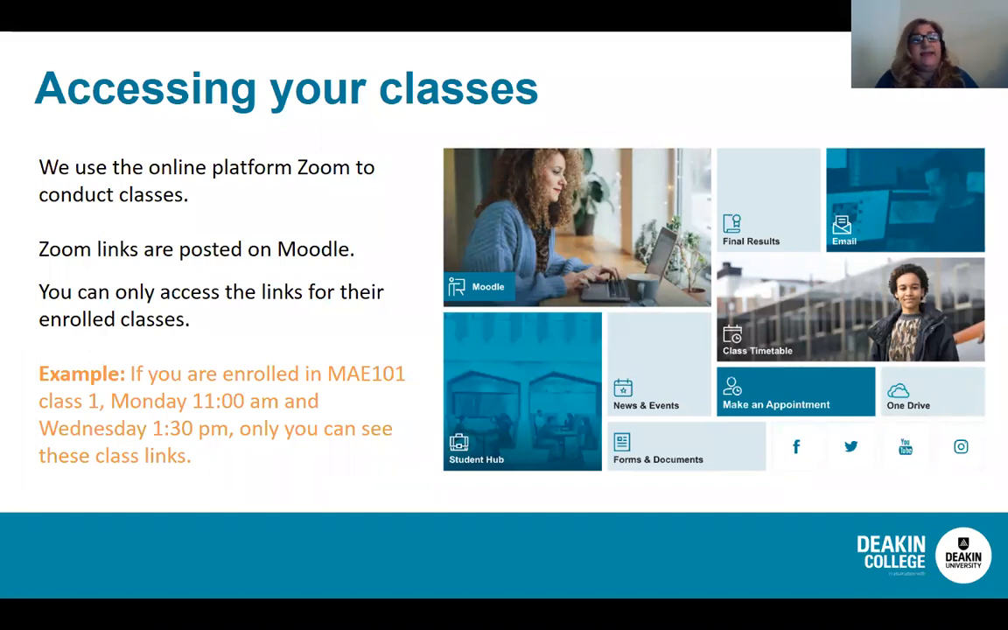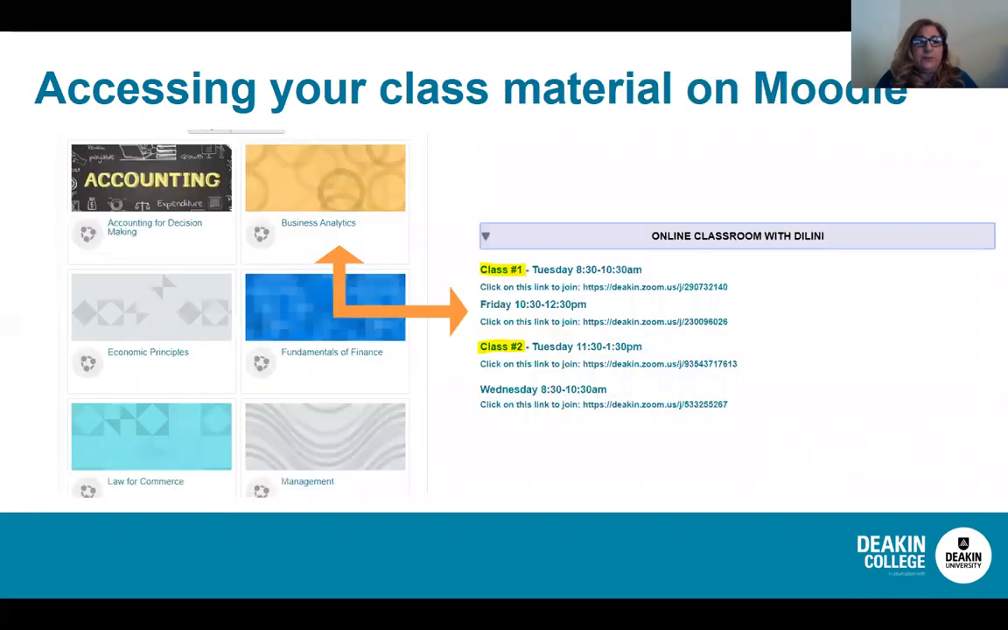So you click on that tile and you can access your classes by going to the particular unit. So for example, if you're enrolled in economics in class 1 on a Monday in the morning or Wednesday afternoon, you're the only one that would be able to see the links to those classes that you're enrolled in.